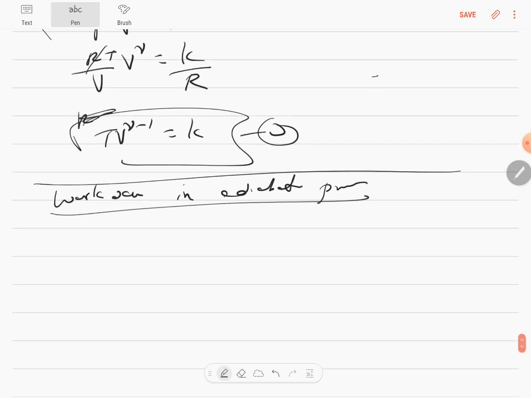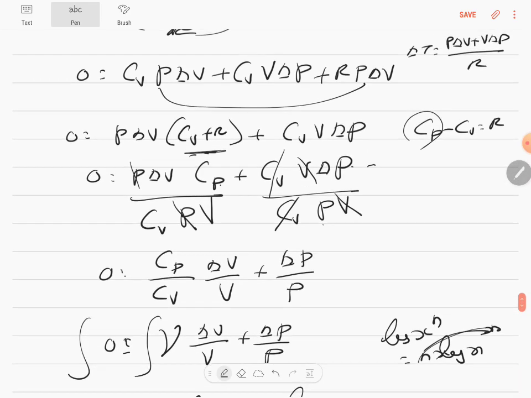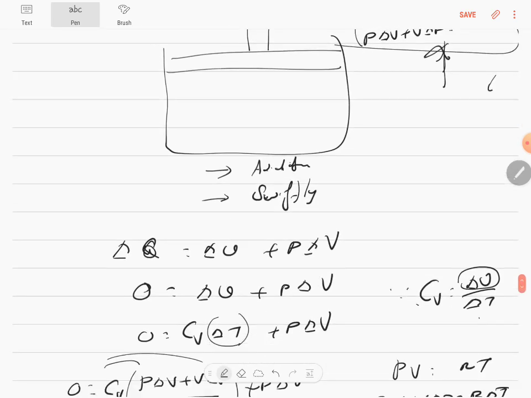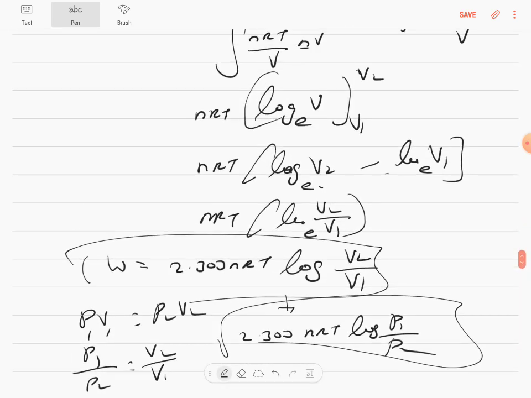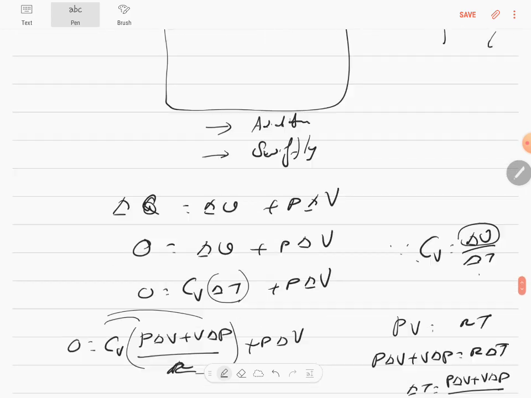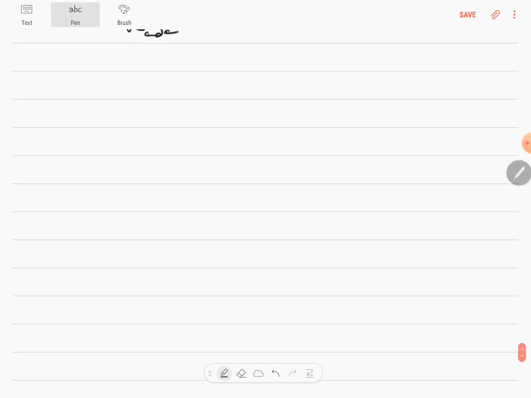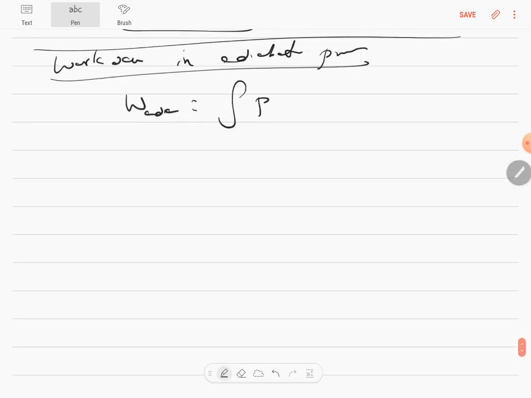work done is always P into delta V. So you always start with work done, which means it's W adia. That was W iso, the work isothermal, wherever we did previously. Here it's adia, where the work done itself is the integration of P into delta V. Correct? But you know PV to the power gamma is a constant.